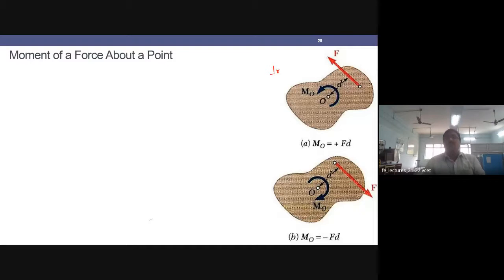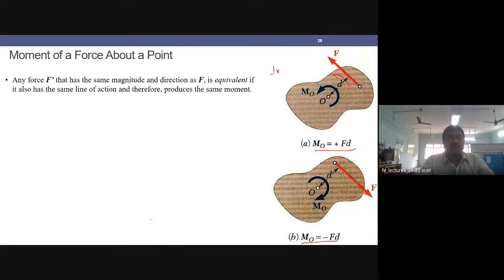So I have O here, and the force F is causing a rotational effect about the point O, and that rotational effect is in the anti-clockwise direction. By the right hand rule, the anti-clockwise moment is always positive, and the clockwise moment is always negative. That is one point I have to remember.